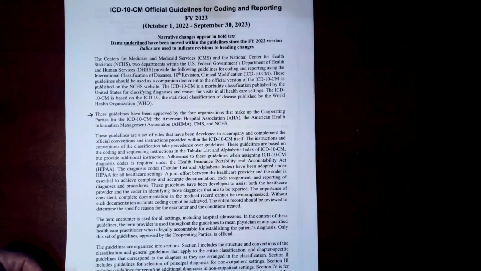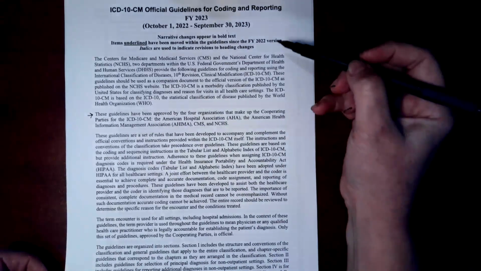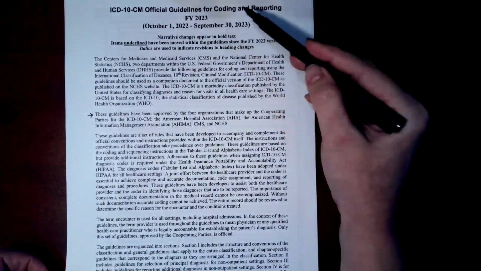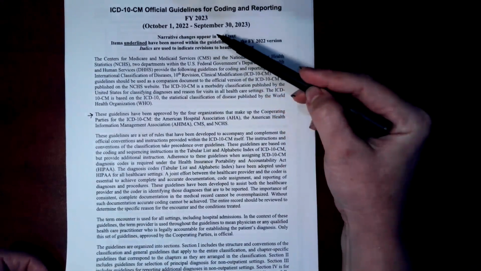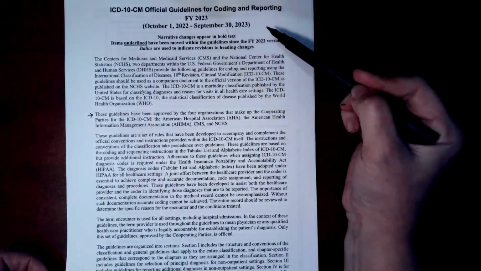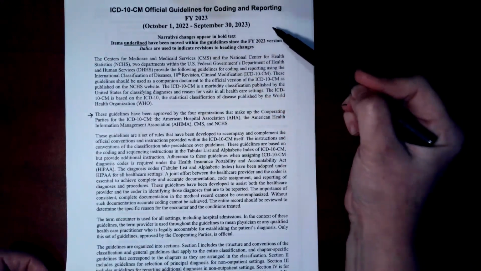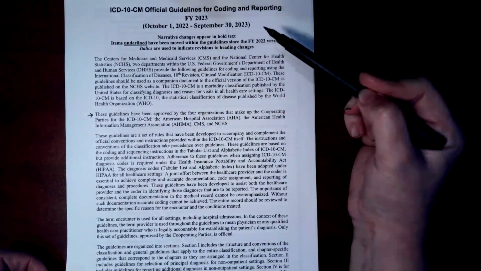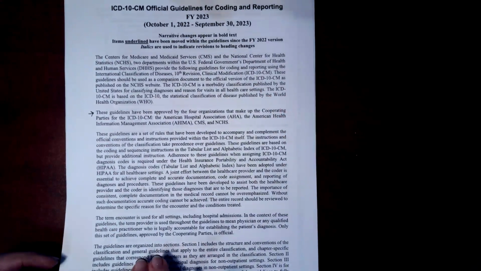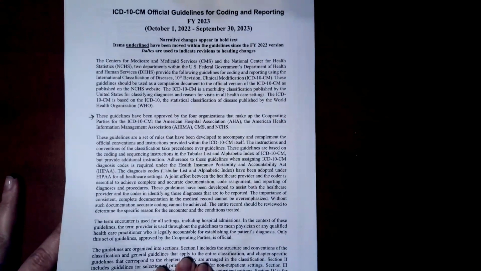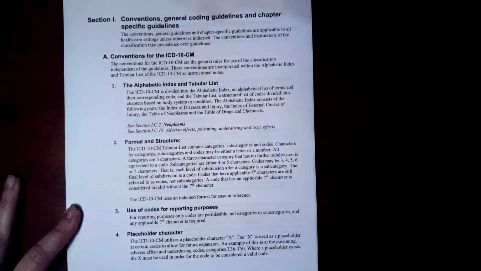You also want to make sure that you're looking at the current fiscal year guidelines. So fiscal year runs from October 1st through September 30th. Our current ICD-10 guidelines and ICD-10 codes run during that fiscal year. So we will have an update to these codes October 1st, 2023. So I want to go ahead and bypass the table of contents and go straight to section 1.